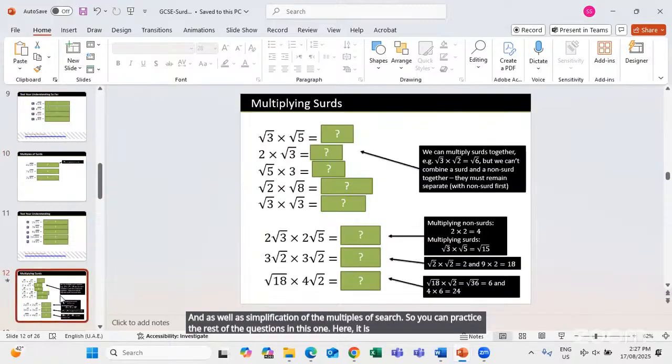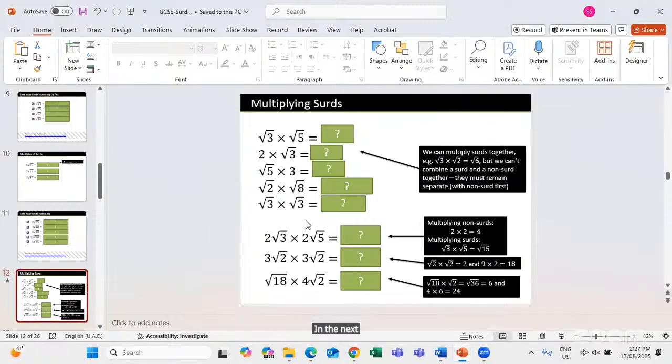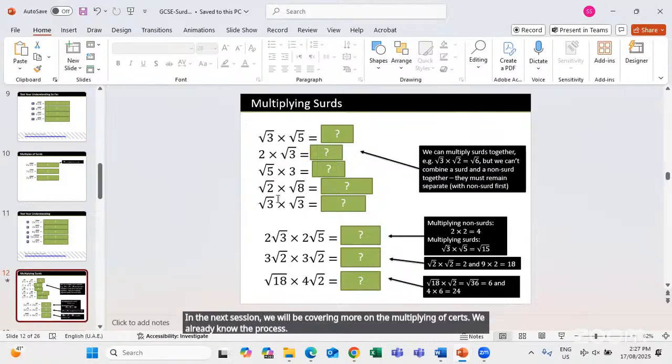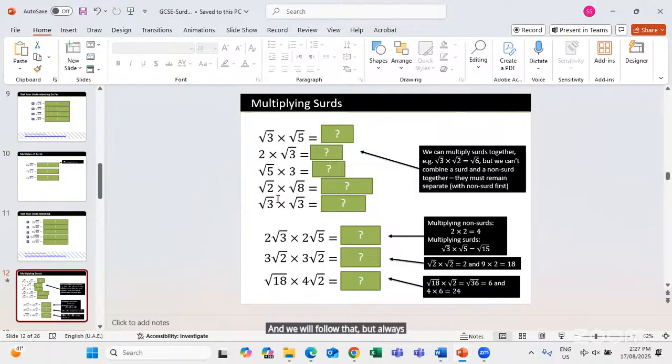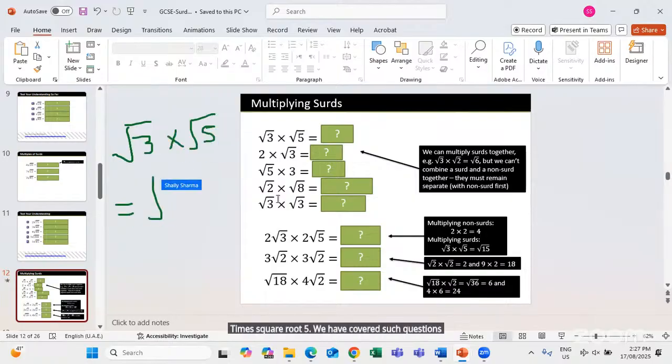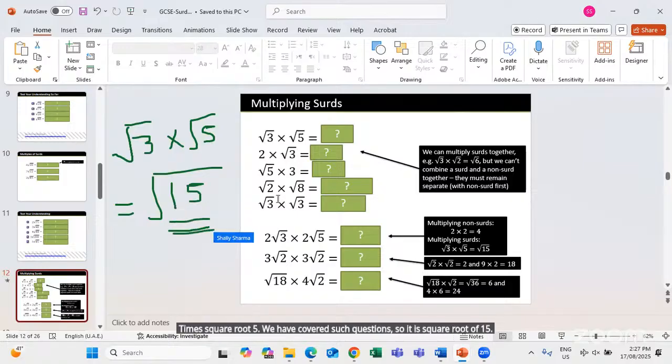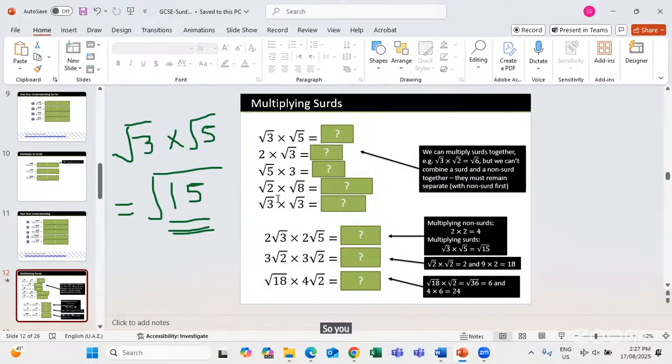Here it is given: in the next session, we will be covering more on the multiplying of surds. We already know the process and we will follow that. But always remember the final answer should be the most simplified answer. If I give you one example from here, you can multiply in different ways. So we have square root 3 times square root 5. We have covered such questions. So it is square root of 15. You just need to see if after multiplication, is there any possibility that you can split them? If so, you have to split. Otherwise, it's not needed.